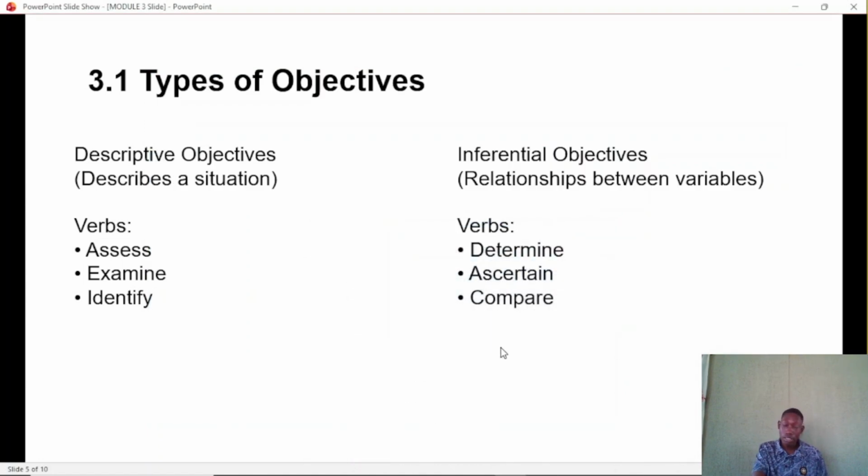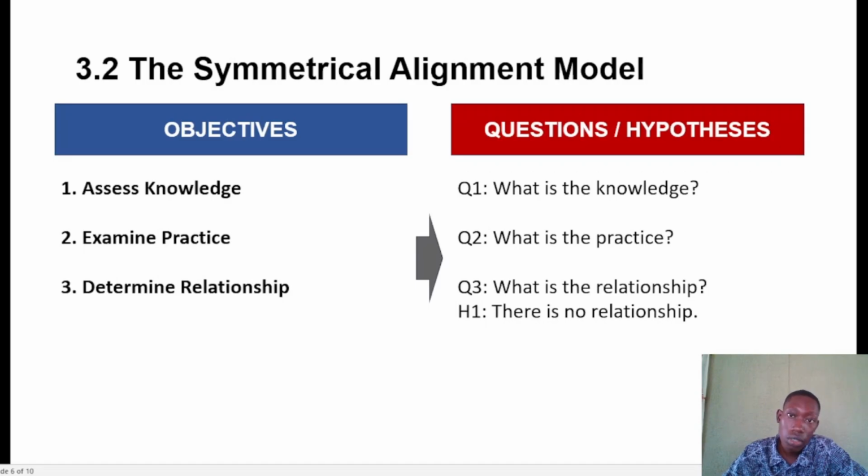Let us proceed. Can you see here? Relationship between variables. Let's continue. So I have explained the symmetrical alignment model. What it just means is that all your objectives must have a question. For your descriptive objectives, you must have descriptive research questions, while for inferential objectives, we have inferential research questions and hypotheses. And I have shown that.